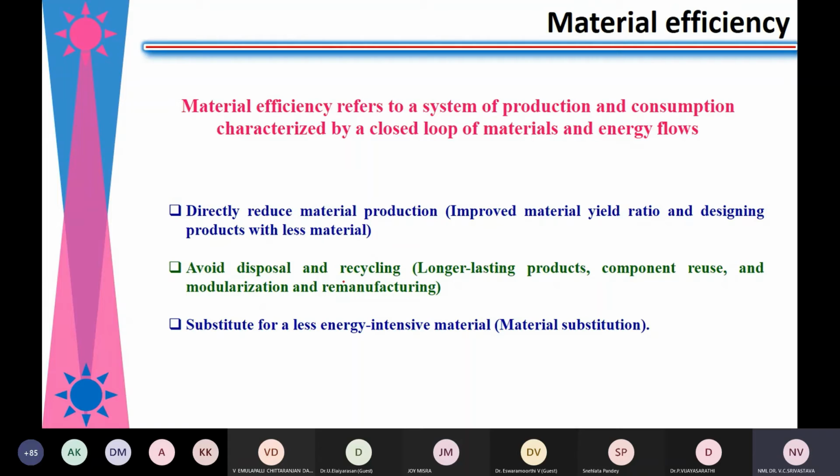Avoid disposal and recycling. So we have to not dispose of it, but we have to reuse, we have to recycle, we have to be able to remanufacture the material. So we should not be very much dependent on the resources for extraction and other things. So whatever material we have extracted, that should be used time and again.